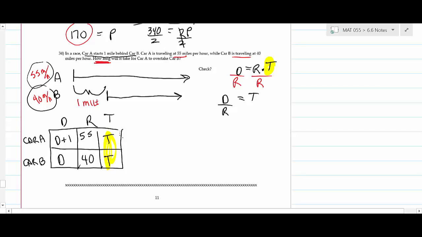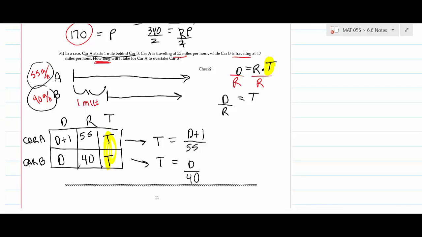Okay, now you're going to write your equations like this. From the first row, you're going to have time equals distance, D plus 1, over rate, 55. That's equation number 1. You're doing distance over rate. What's equation number 2? D over 40, right? Everybody with me on that? We're doing the same strategy on these problems over and over again. Whatever's the same, these things are now equal.